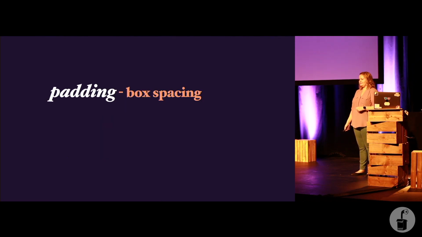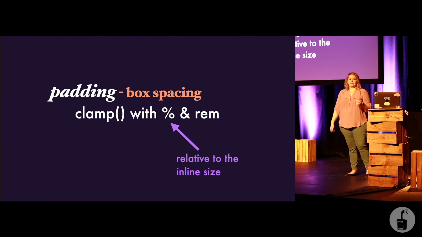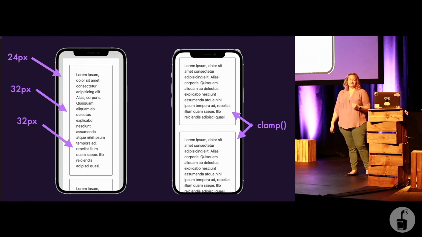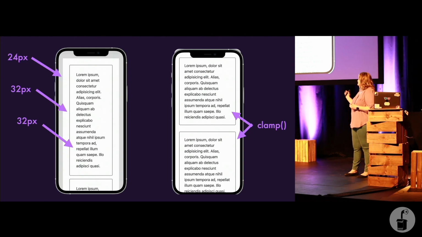First up is padding, which handles individual box spacing. And for padding, we're going to bring back our friend clamp. And we're going to use it with percent and rem. As a reminder, percent is relative to the inline size, which makes it a great dynamic element relative unit. So here's a comparison of that not so great mobile experience next to one that's been upgraded to use clamp. Notice the improvement in the available line length that we have from gaining back some of that inline space.